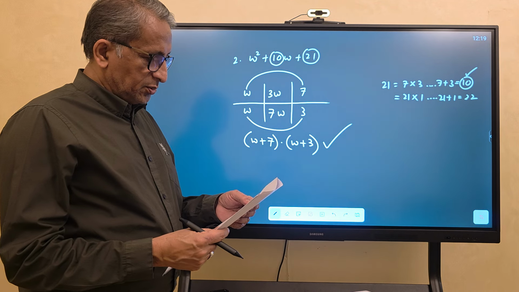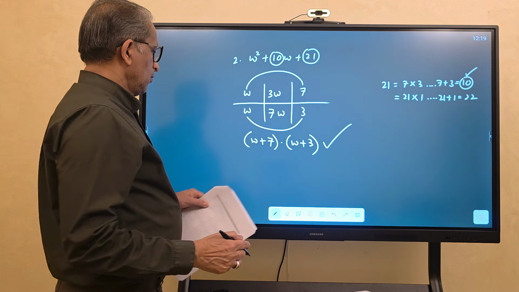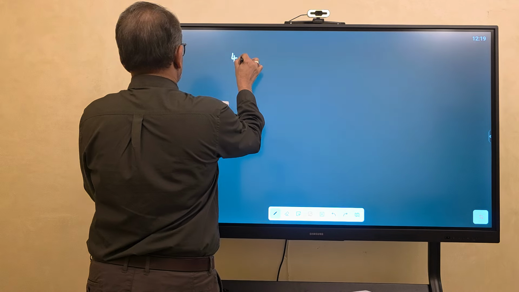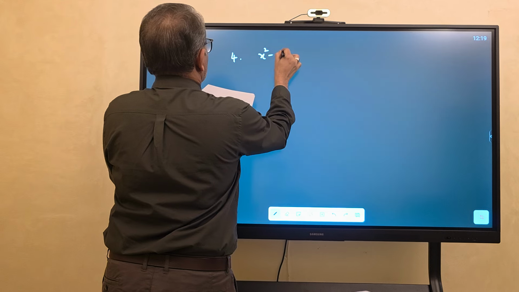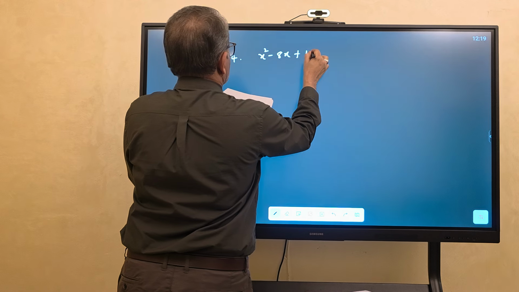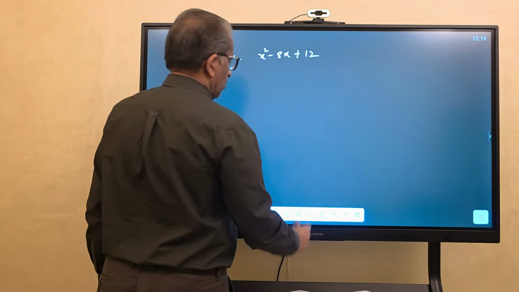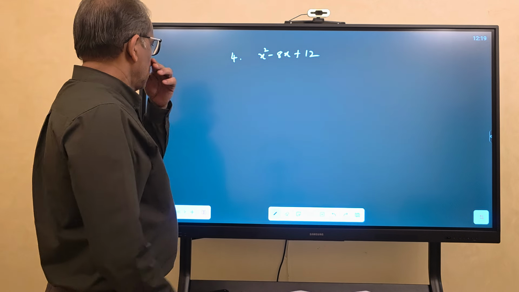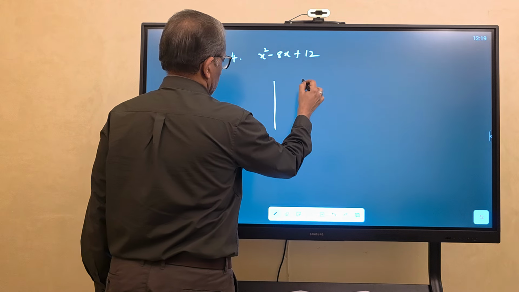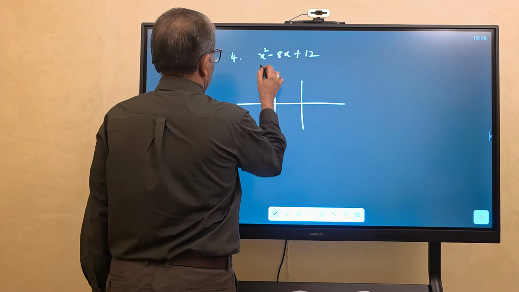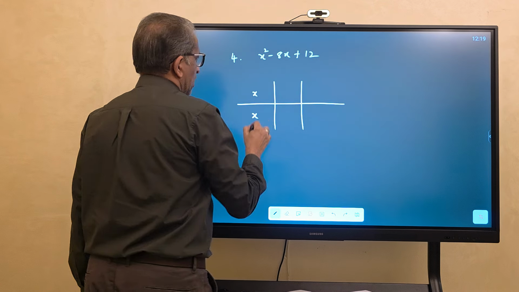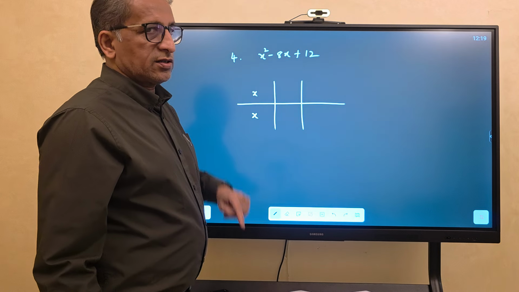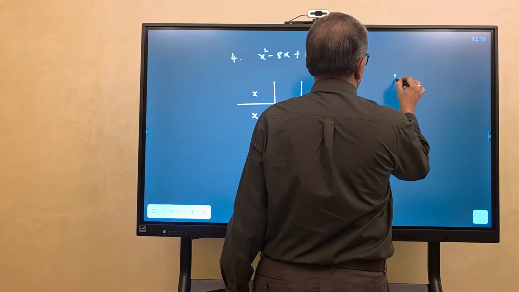Let's do some examples on 4. Number 4: x square minus 8x plus 12. When it is all plus I have done, let's see how we do minus. Again the same thing, you make a box. X, it is easy, I find it here. Now I will find the factors of 12.